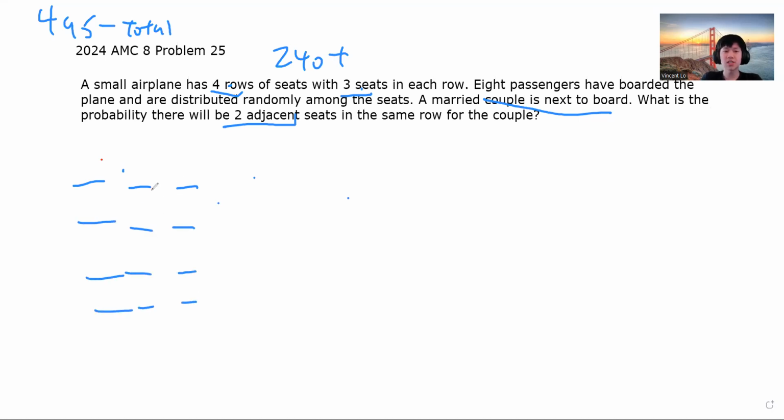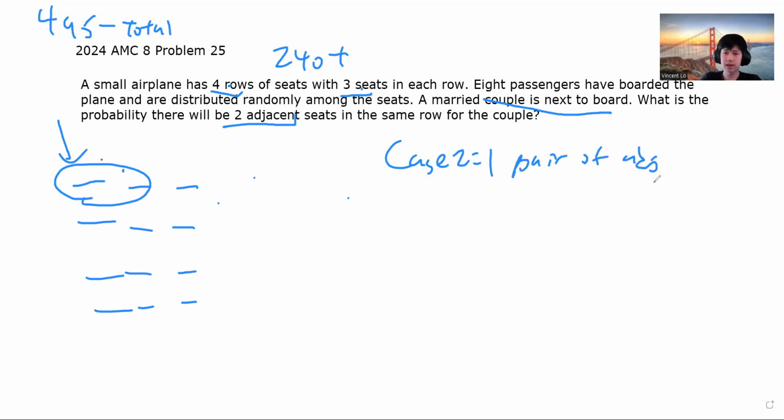So again, let's say again that these are the 2 empty seats for the couple, right? These are the 4 out of 4 empty seats. We choose these 2 to be for the couple, right? So now case 2 is 1 pair of adjacent, and there's a total open row. So what I mean by open row is that the whole row is empty.